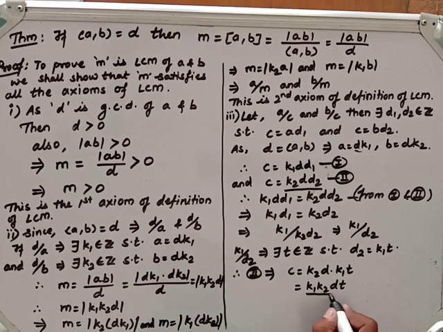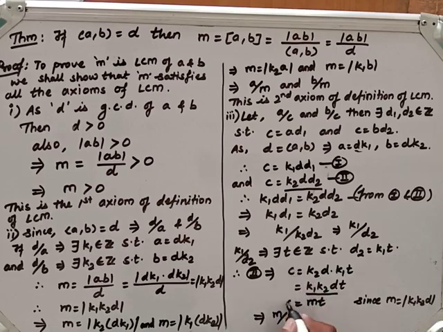But what is K1 K2 into D? K1 K2 into D is M. So this is same as to say M into T. Since M is equal to mod of K1 K2 into D, so M into T. So this says M divides whom? C. C is equal to this. So this says M divides C.